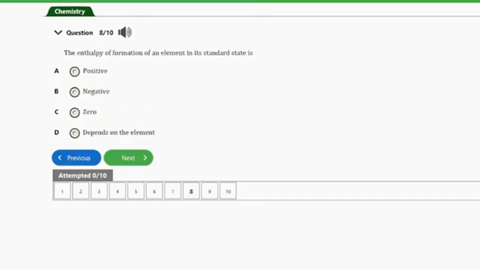So let's check out the next question, guys. Question number 8. It says the enthalpy of formation of an element in its standard state is A, positive, B, negative, C, 0, D, depends on the element. So guys, the answer to this question is option C, and that's 0. The enthalpy of formation of an element in its standard state is actually 0. It's defined to be 0. So this allows us to measure enthalpy change of reactions involving these elements. So that's it.